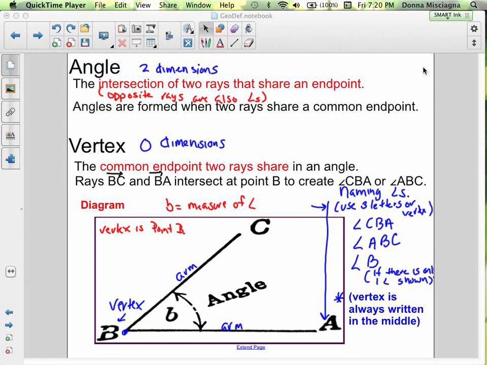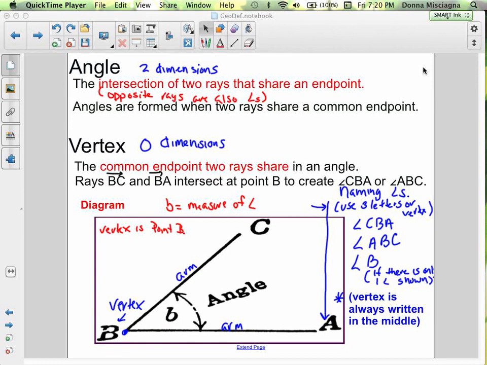Right, angles. Angles are two dimensions. So underneath angles, write two dimensions. And for our definition, it's the intersection of two rays that share an endpoint. And in parentheses, put opposite rays are also angles. Right? And we'll talk about what kind of angles those are. So anytime we have any two rays that intersect and share an endpoint, that's going to be an angle.